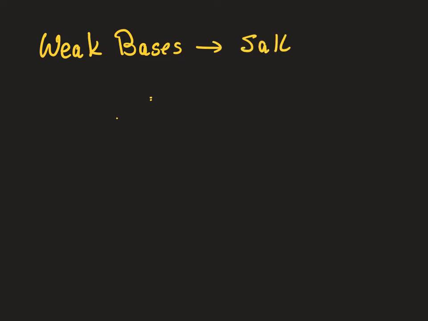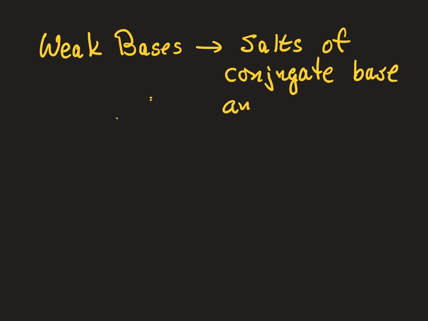The other major group of substances that we will deal with that are weak bases are salts of conjugate base anions of weak acids. So ionic compounds made where the anion is the conjugate base of a weak acid.